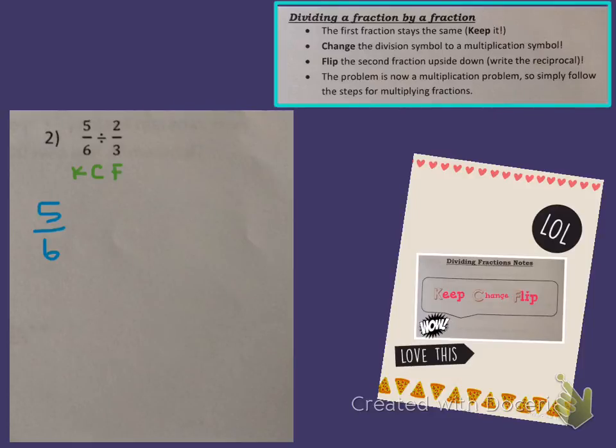We're going to change the division symbol to a multiplication symbol. And then we're going to flip the last fraction and write it upside down, meaning we're writing the reciprocal. So instead of 2/3, we'll write 3/2. And now we just multiply. So why don't you go ahead and solve this on your own and then press play to check.